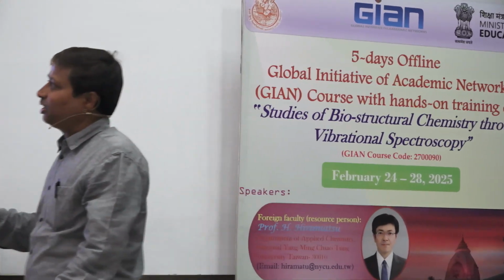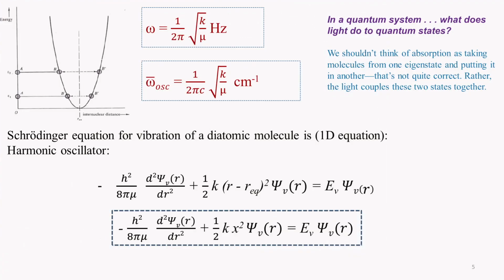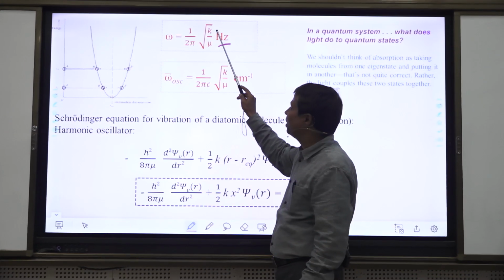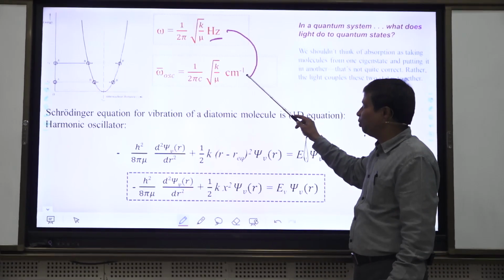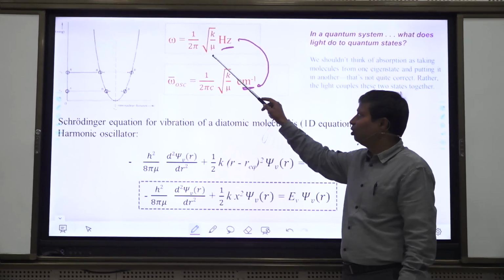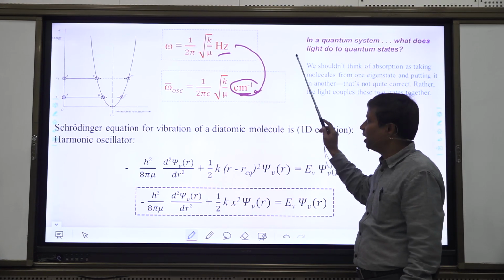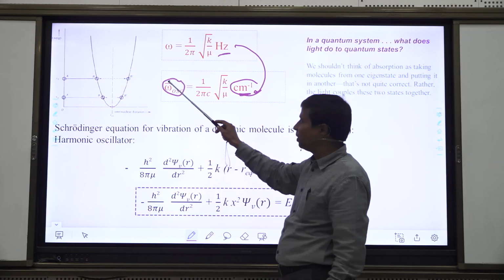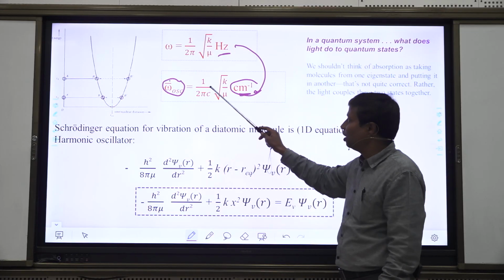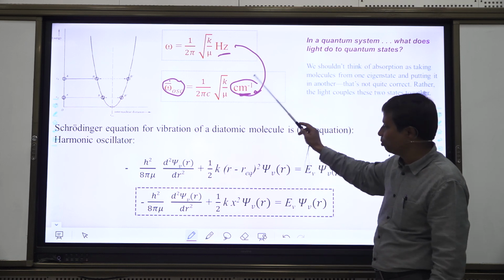So the oscillation, we are talking about the vibration. There will be an oscillation frequency. The oscillation frequency in Hertz is 1 by 2 pi square root of k by mu. And since in spectroscopy we discuss everything in wave number, you divide it by c and it will be in wave number. So the oscillation frequency, this is omega bar. Whenever a bar comes, that means it's wave number. So 1 by 2 pi c square root of k by mu, that reduced mass.